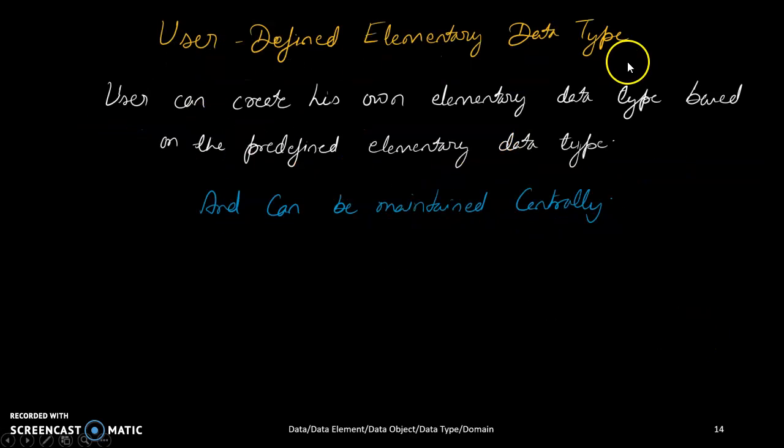User defined elementary data type. So we have just seen that there are user defined elementary data types and predefined elementary data types. So far we have discussed the predefined. Predefined ones are already available and they are stored in the data dictionary. User defined, if a user wants, he can also create. The user can create his own elementary data type based on the predefined elementary data type and it can be maintained centrally.